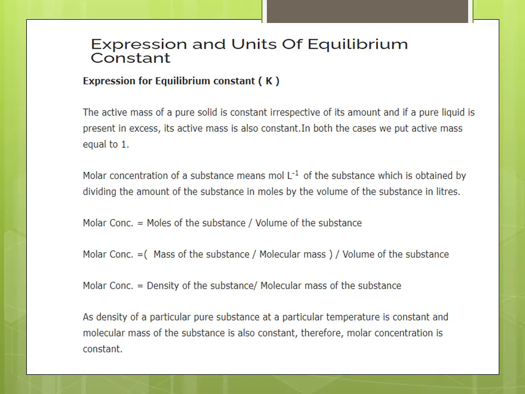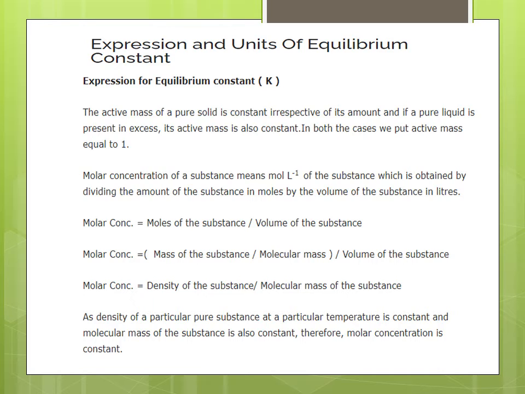Expression and units of equilibrium constant. First, start with the expression for equilibrium constant K. The active mass of a pure solid is constant irrespective of its amount, and if a pure liquid is present in excess, its active mass is also constant. In both cases, we put active mass equal to 1.